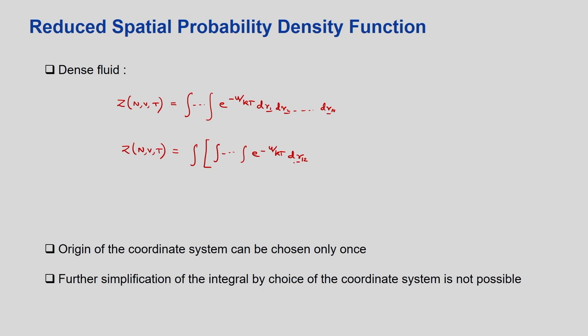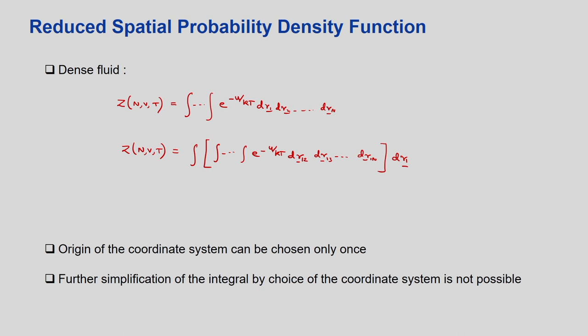So, of atom 1 with all other atoms. So, atom 1 with 2, then atom 1 with 3, like that. Okay. This way, I can fix the configuration and integral. Okay. And the final one will be dr1n. Okay. Then, you have to do the integral with respect to 1.